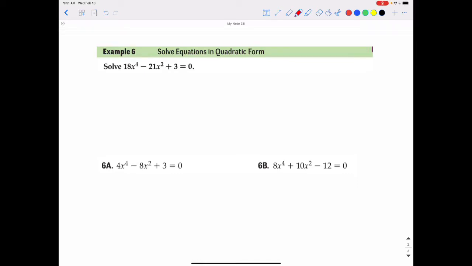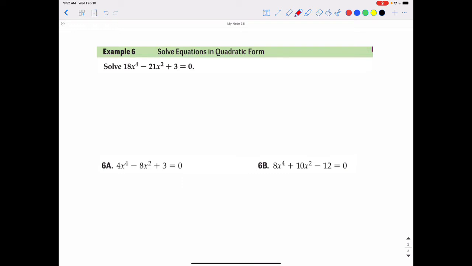Part 2 of this lesson talks about how to solve fourth power equations when we're actually solving for x. Remember, when we're solving equations with exponents, we really like them set equal to 0. So before you try to solve it by any type of factoring, make sure it's set equal to 0. So example 6 is solve 18x to the fourth minus 21x squared plus 3 equals 0. So it is already set equal to 0, so it is ready to be factored.